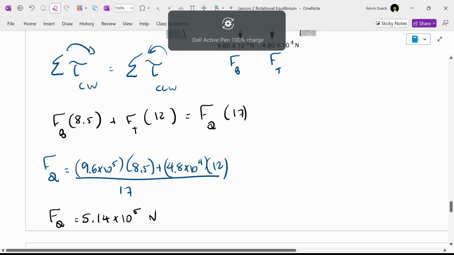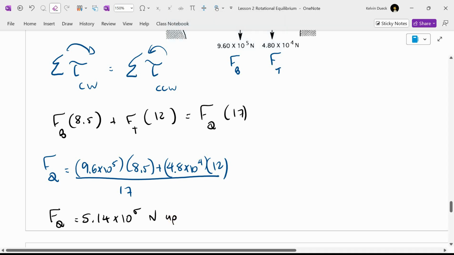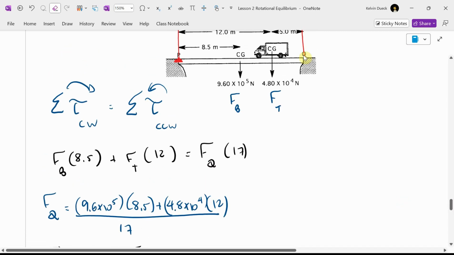Joe, are we done? What else do we need to find? I already found FQ. Yep. Two ways we could do this. We could repeat this whole procedure, but we could put the pivot right where my mouse arrow is. We could adjust all of our distances. In this case, FB and FT are counterclockwise torques, and FP would be a clockwise, and we could solve.